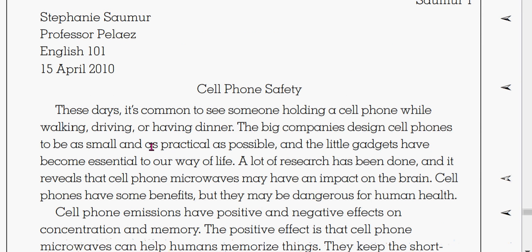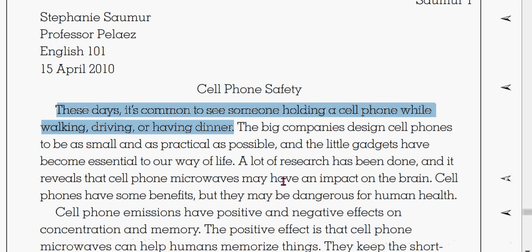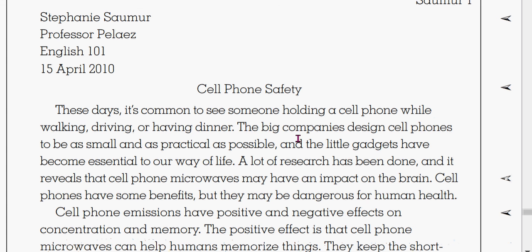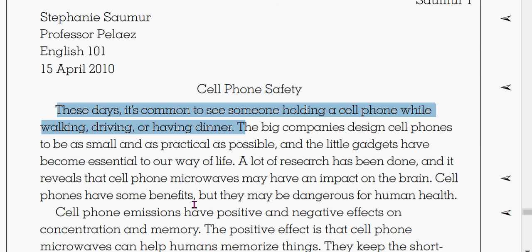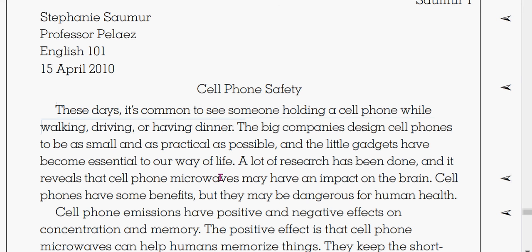Of course, we're starting out with a little hook to show how this is interesting, and they say, well, it's common to see people holding a cell phone in many situations. So cell phones, they're everywhere. We're using them all the time. That's all they're trying to say. It's just kind of an interesting observation that helps us start thinking about cell phones.